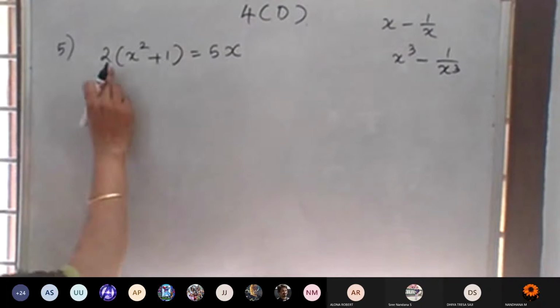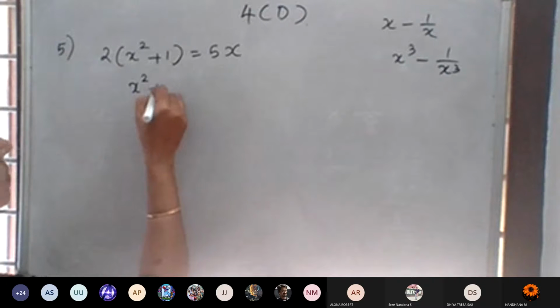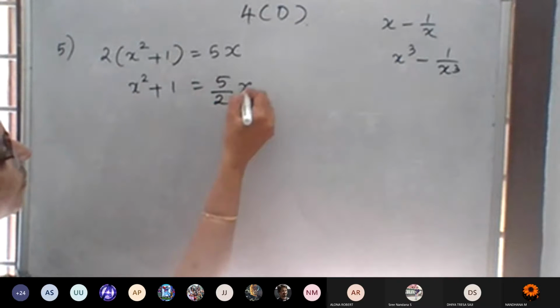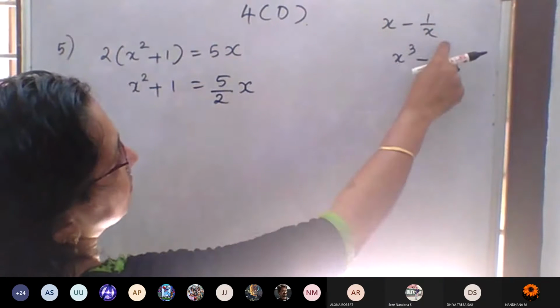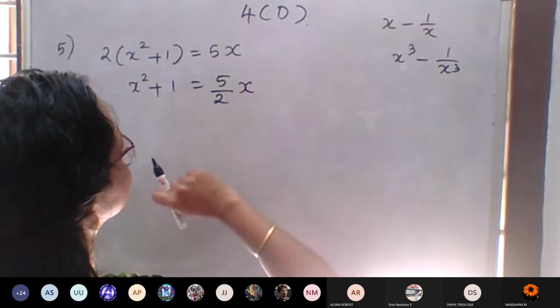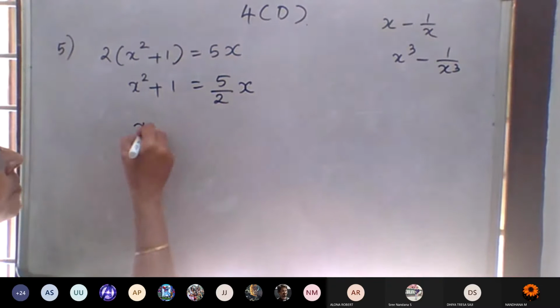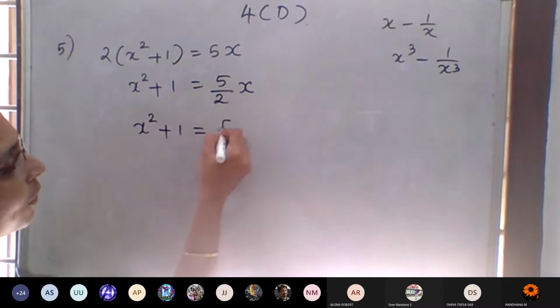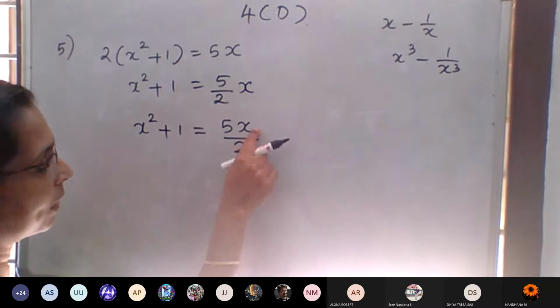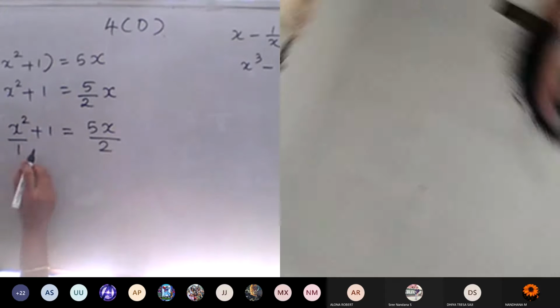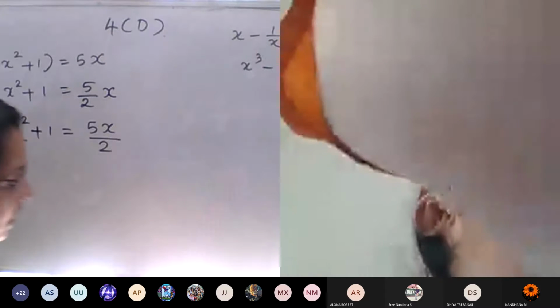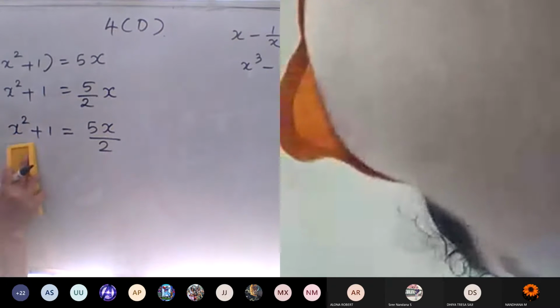So 2 we can take down. X square plus 1 is equal to 5 by 2x. Okay. Now we need 1 by x, so in the denominator we need x. 5 by 2x means what? X square plus 1 is equal to 5x by 2. That x is in the numerator, here also x square is in the numerator. But for finding this, we need denominator x now. So what can we do?